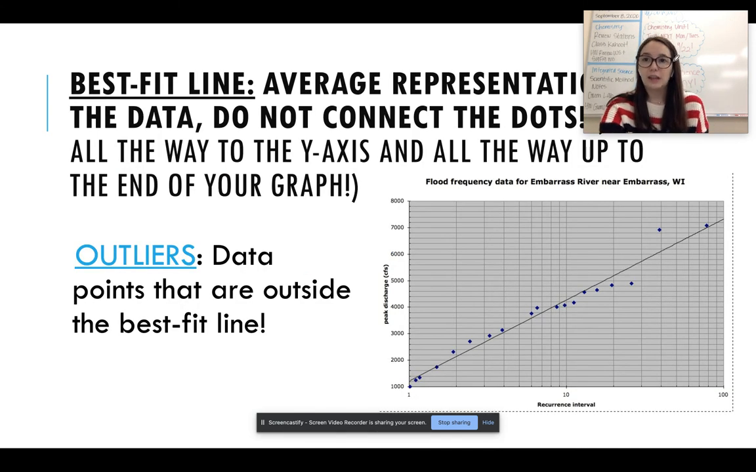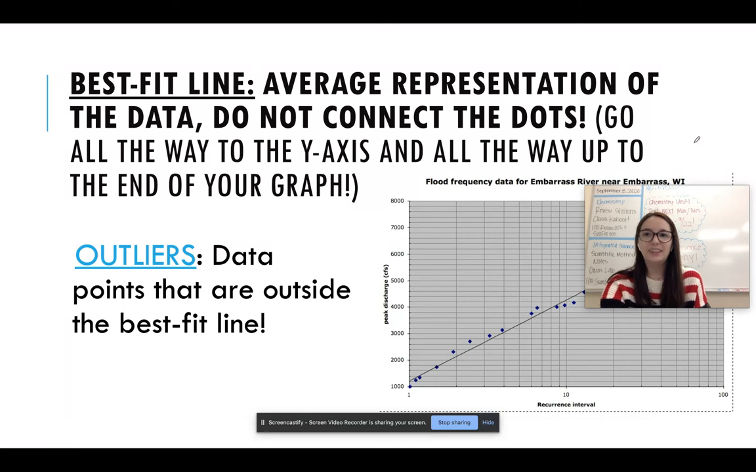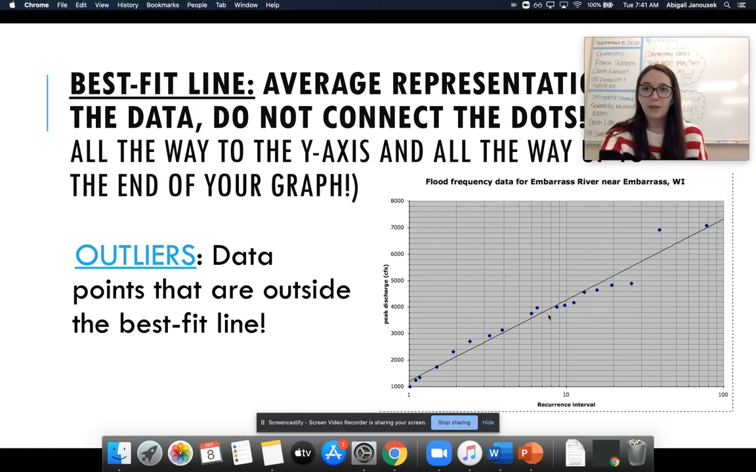Your best fit line is your average representation of the data. You do not connect the dots, never, ever, ever, ever. It goes all the way up to the y-axis and all the way to the end of your graph. So for example, I have my graph right here. I start here and I end here. It's going to go the entire way because it's just an average representation of the data you collected.